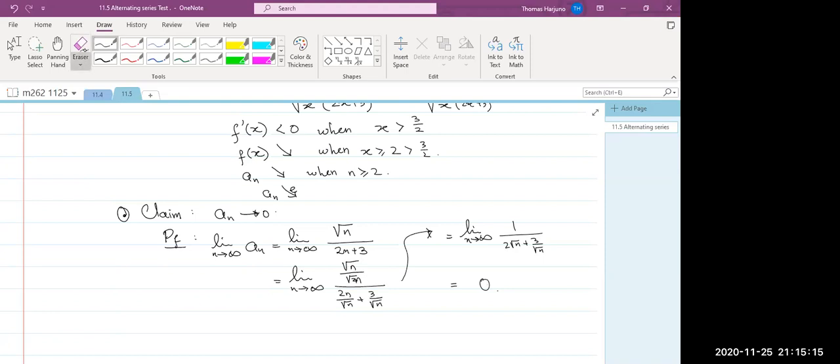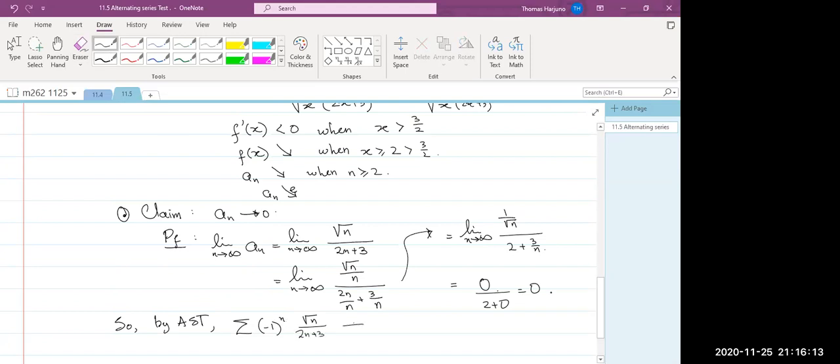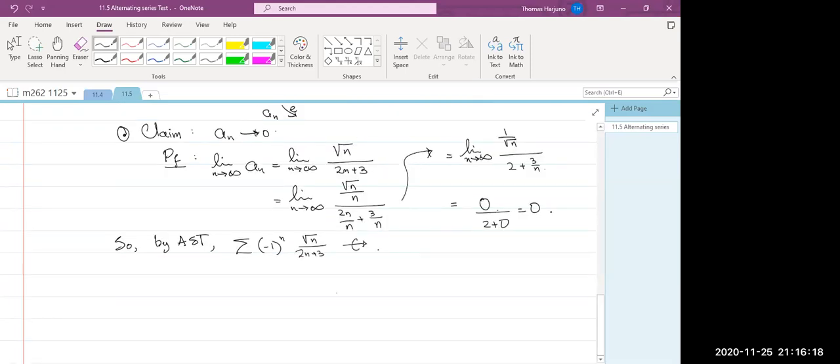Actually, no, I'm supposed to divide by n, not square root of n. Right? Divide by n. So I get 1 over square root of n over 2 plus 3 over n. There will be 0 over 2 plus 0, that's 0. Okay. So, according to those claims, once you show that it is eventually decreasing and goes to zero, by the alternating series test, the alternating series is convergent. That's for number 10. What else?